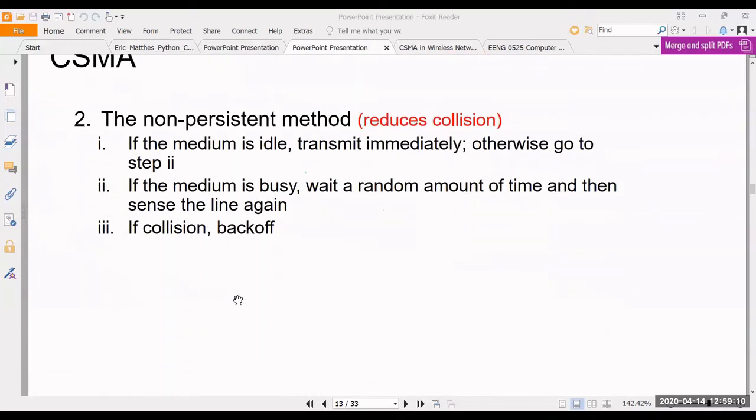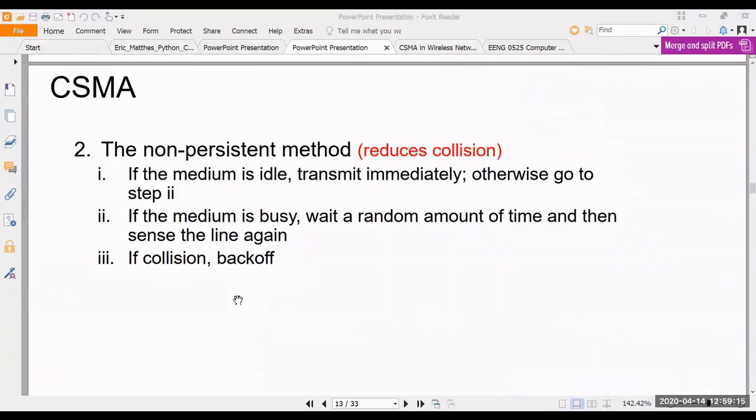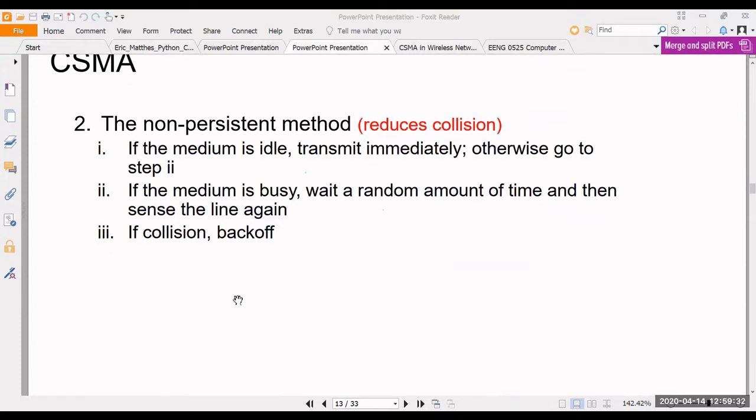Then we go to the second technique, which is the non-persistent. For the non-persistent, we are sensing the channel, but not continuously. When the channel is idle, we transmit. In the second instance, we sense and the channel is busy. We don't persist in sensing like the one persistent method. This time around, when it's busy, we back off for a random time and then we come back to sense again.